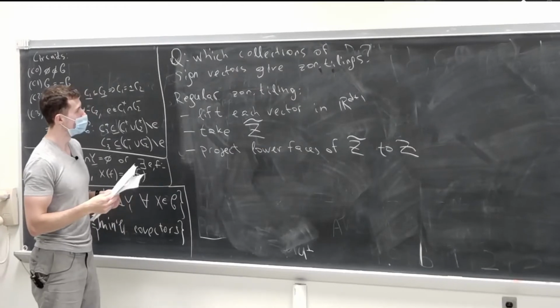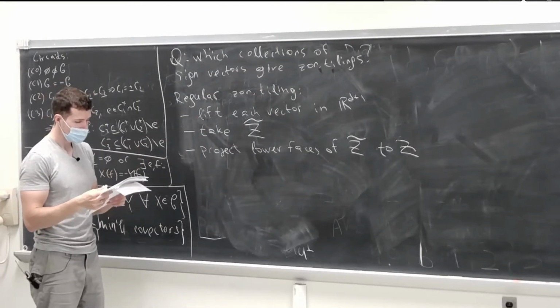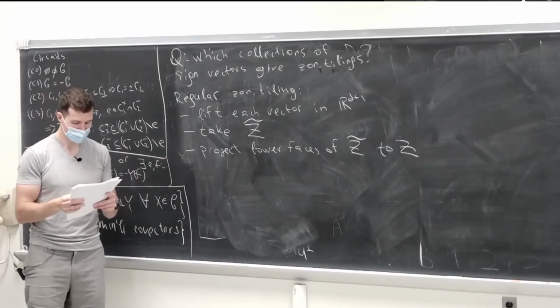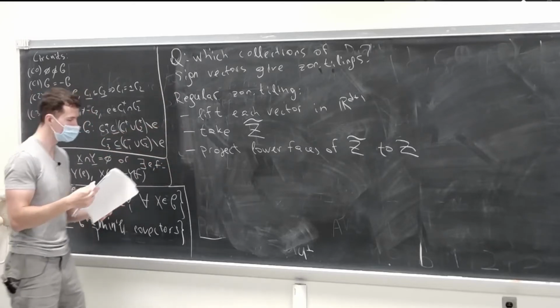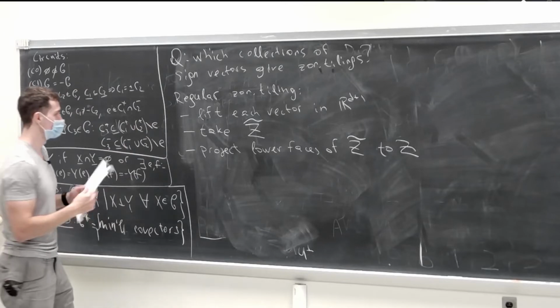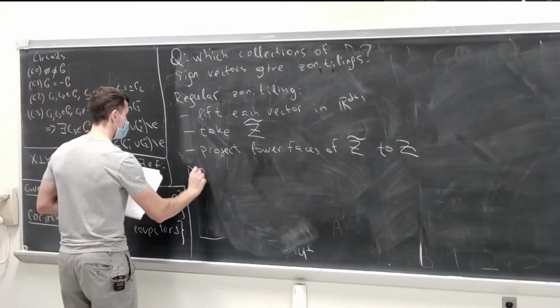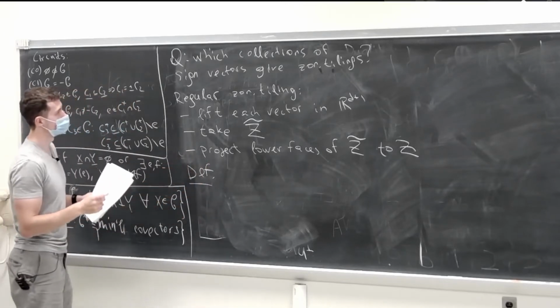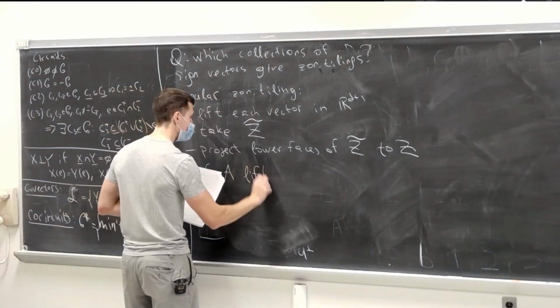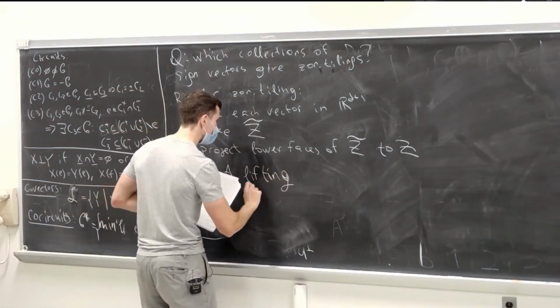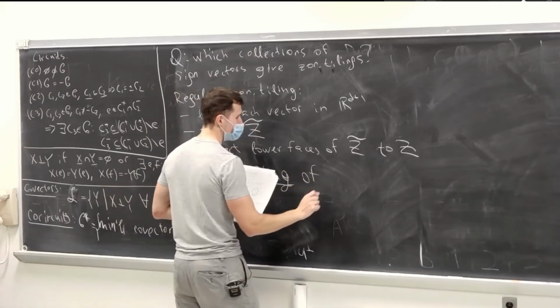Okay, now if I want non-regular tilings, what do I like? How do I generalize this to my matroidal language? Well, let me actually tell you how to do that. So here's the definition: a lifting of a given oriented matroid.